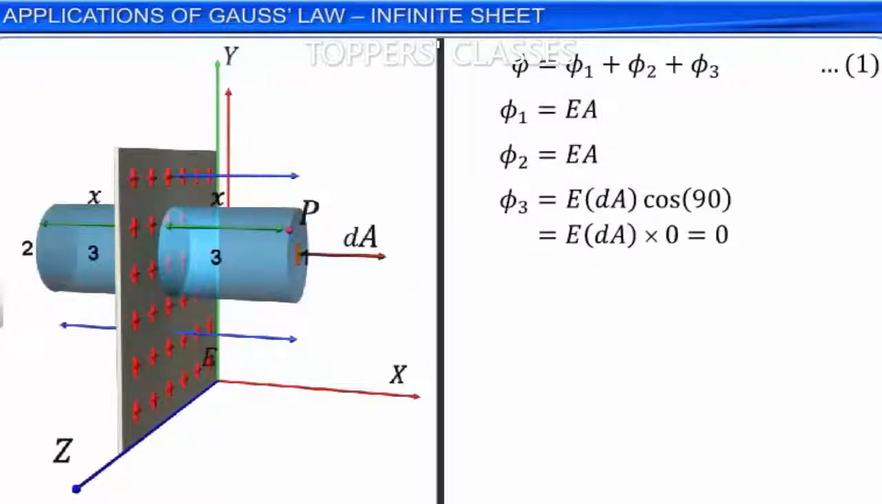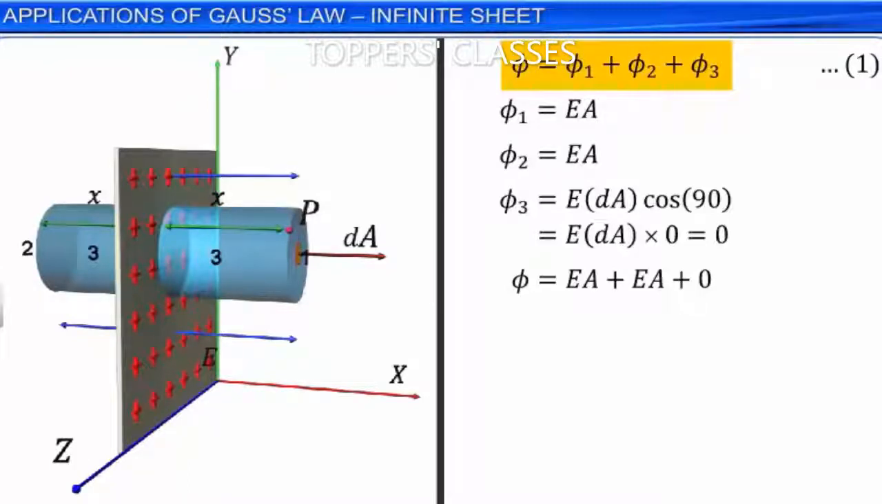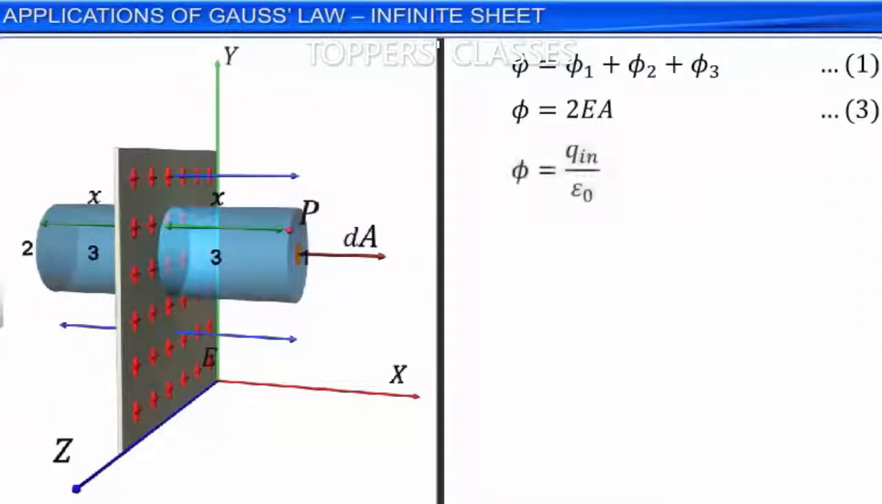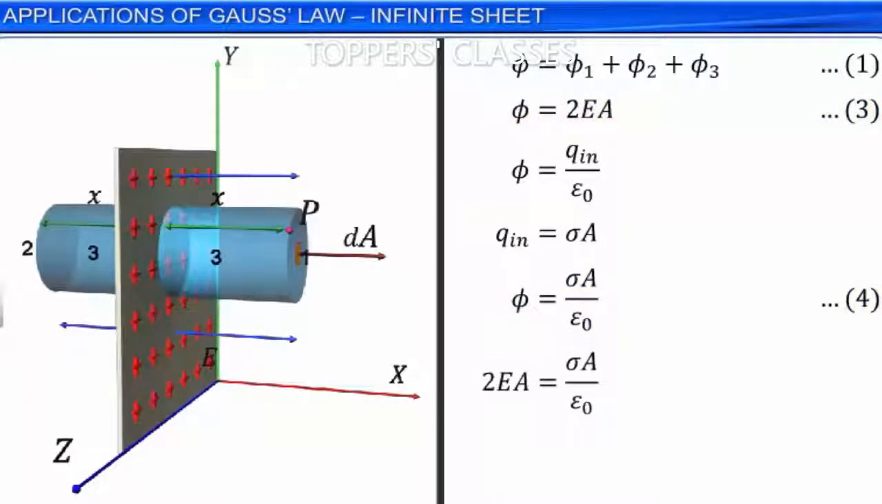Substituting the values of phi 1, phi 2, phi 3 in the expression for total flux phi, we get phi equal to 2EA. Let this be equation 3. According to Gauss law, phi is equal to Q in by epsilon naught. Substituting the value of Q in, we get phi is equal to sigma A by epsilon naught. Let this be equation 4. From the equations 3 and 4, we get 2EA equal to sigma A by epsilon naught. Simplifying this expression, we get E equal to sigma by 2 epsilon naught. Let this be equation 5.